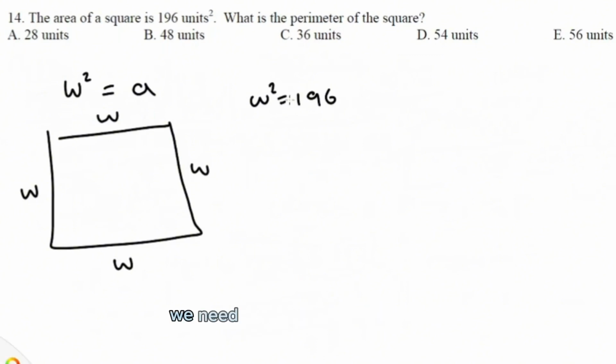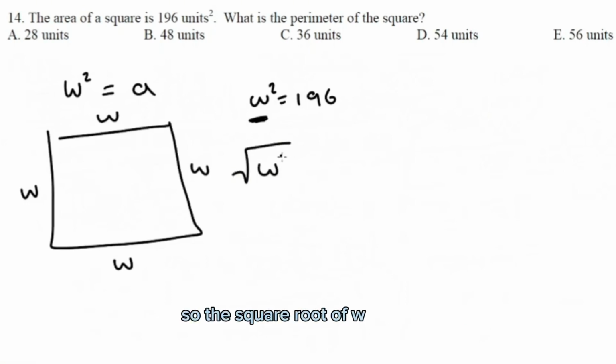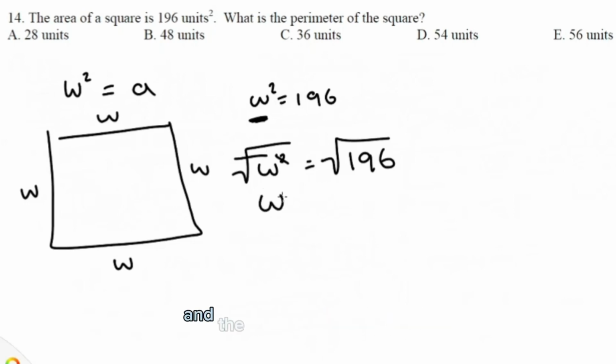Alright, now what we need to do is get w by itself to find the side length. We can do that by taking the square root of each side. So the square root of w squared equals the square root of 196. Since you have a square and a square root, they just cancel out to get w by itself. And then the square root of 196 is 14, which means the side length is 14.